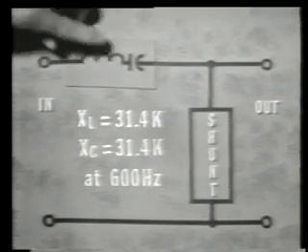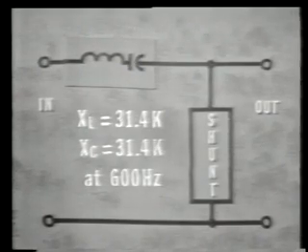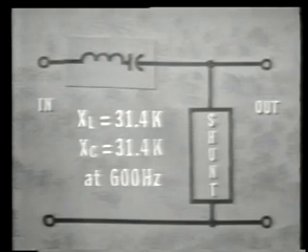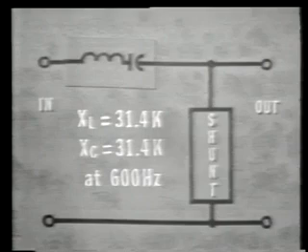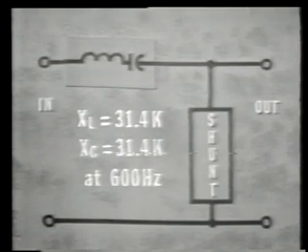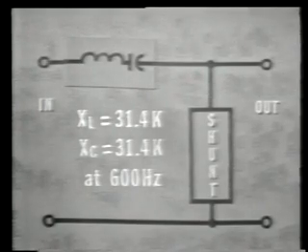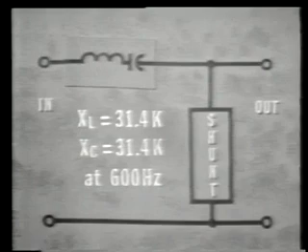a rather remarkable thing occurs. Since inductive reactance and capacitive reactance are opposite forces, they're 180 degrees out of phase, and since in this case they're equal values, 31,400 ohms at 600 hertz, the combined reactances exactly cancel each other. So the net effect of the combination is to offer minimum opposition to 600 hertz. In other words, it's simply a series tank circuit, and as you've learned previously, a series tank circuit offers minimum opposition to the resonant frequency and maximum opposition to all other frequencies.